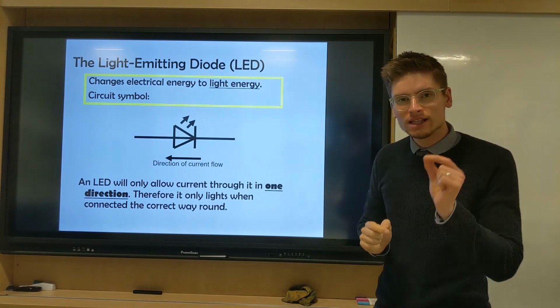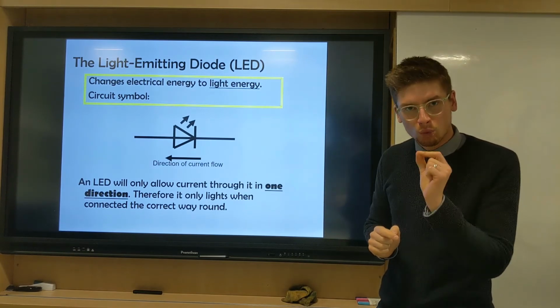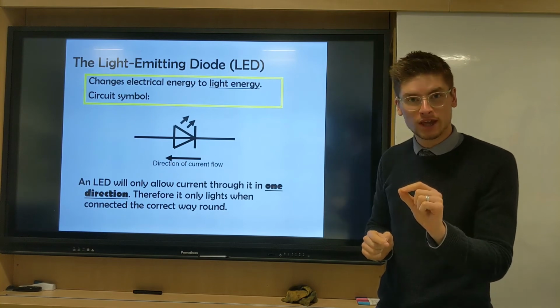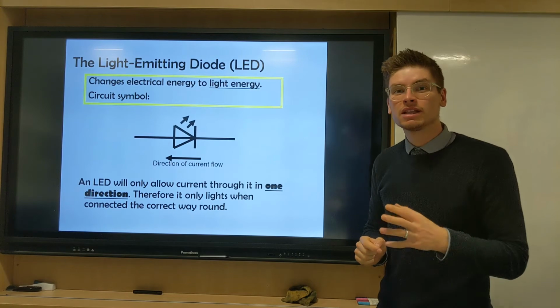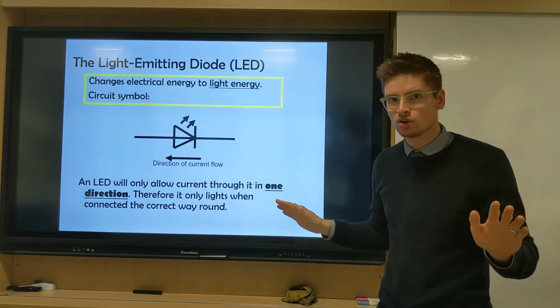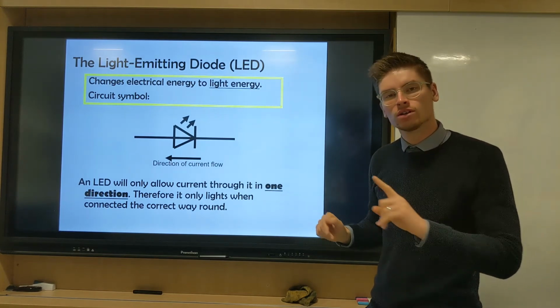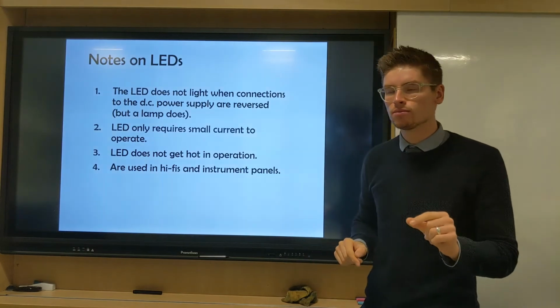LEDs can only light in one direction. One direction, that's all they can do. Okay? So you need to put them in the right way round in order for them to light. Otherwise, it will not light at all. Okay? So, let me just talk about some things that are really, really important.